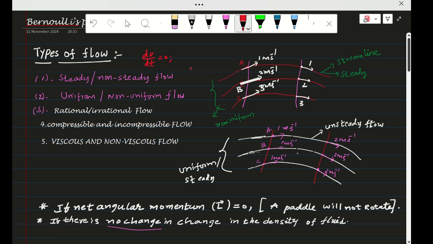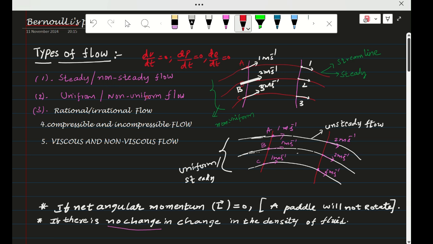So after some time, the water flowing in the water tube, initially and finally, the speed of the water at both ends will be different. But in the middle, the speed of the water in the tube is constant. Therefore, dv by dt is equal to 0. In the same way, dp by dt is also 0. There is no change in the pressure. And d rho by dt is also equal to 0. So that is steady flow.